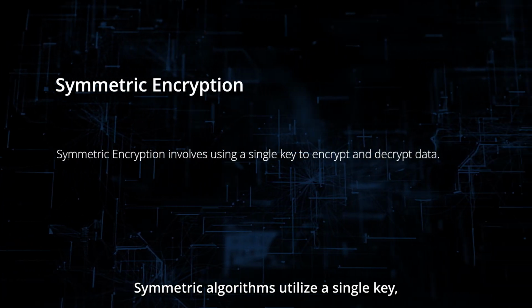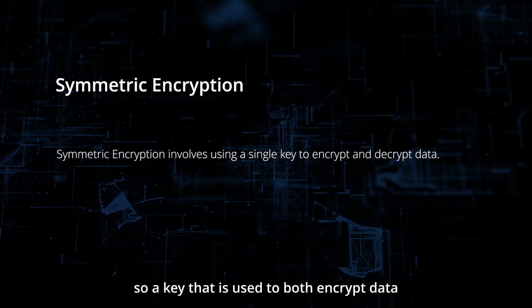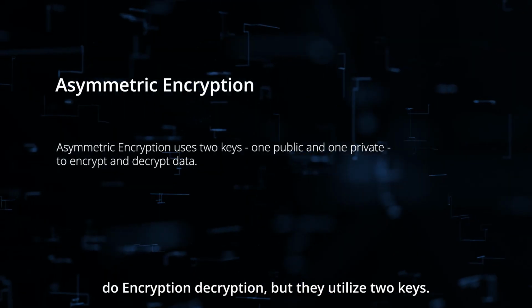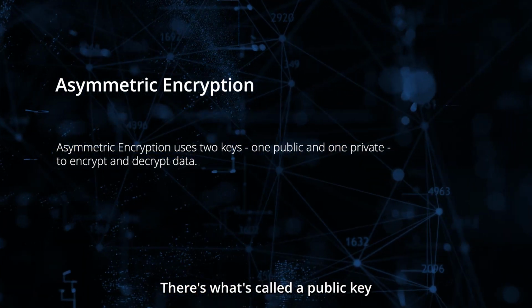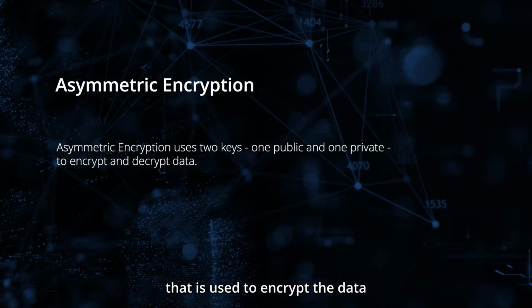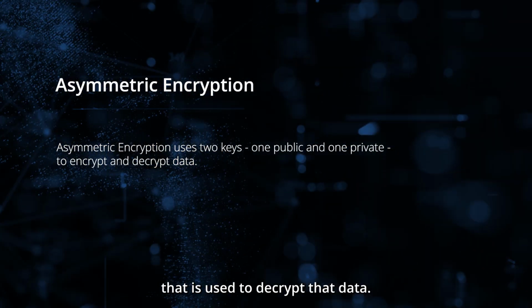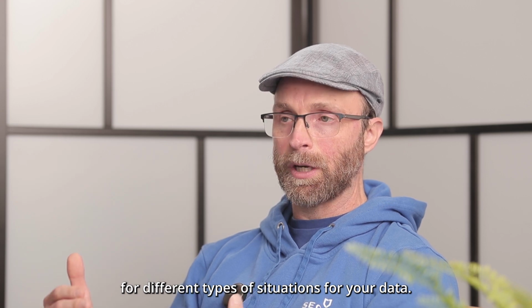Symmetric algorithms utilize a single key, so a key that is used to both encrypt data and to decrypt data. Asymmetric algorithms are used to also do encryption and decryption, but they utilize two keys. There's what's called a public key that is used to encrypt the data, and then a private key that is used to decrypt that data. Again, these different systems can be used for different types of situations for your data.